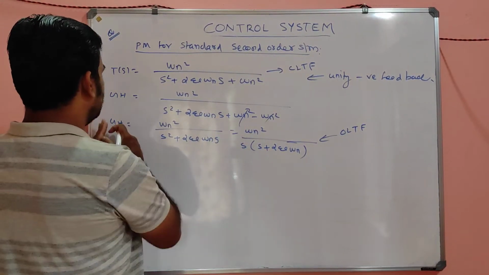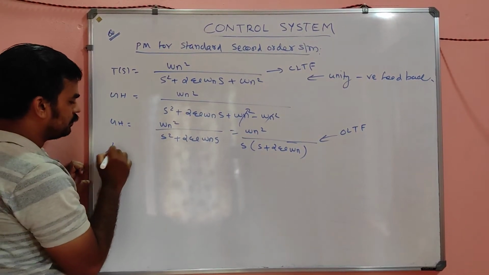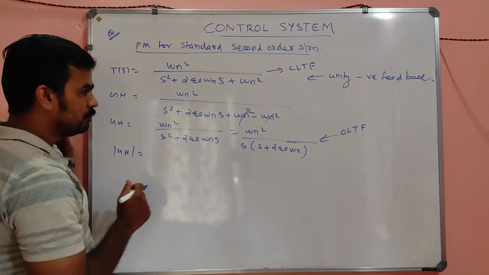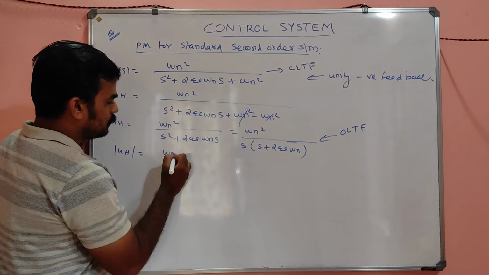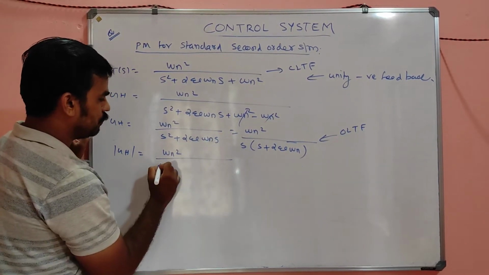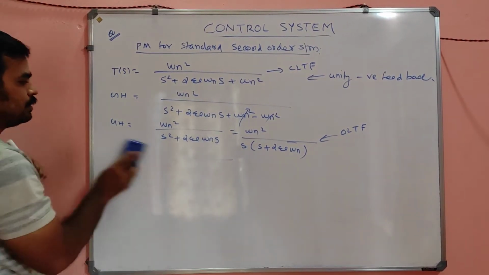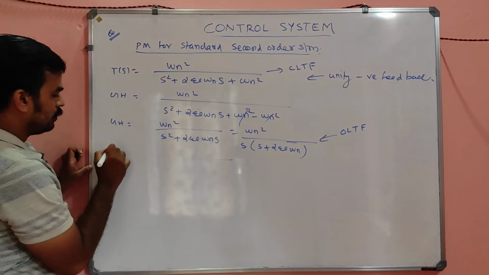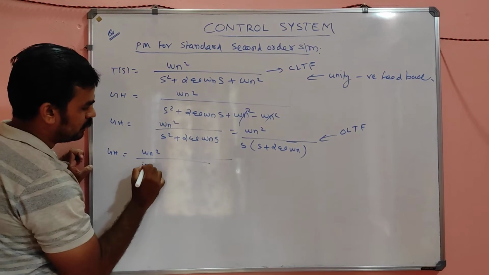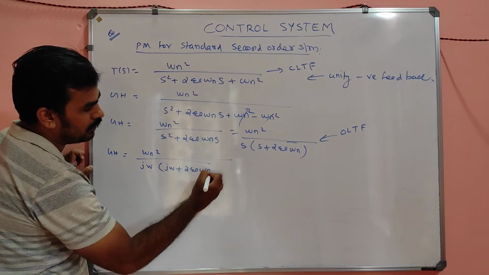Now easily we can find the magnitude as well as the phase. So what will be the angle? First the magnitude. What is the magnitude of GH? Omega n square, that's the magnitude of the numerator, no change in that. And what is the magnitude of the denominator? Put s equal to j omega first, that is the main thing you have to do. So GH will be equal to omega n square whole divided by j omega into (j omega plus 2 zeta omega n).